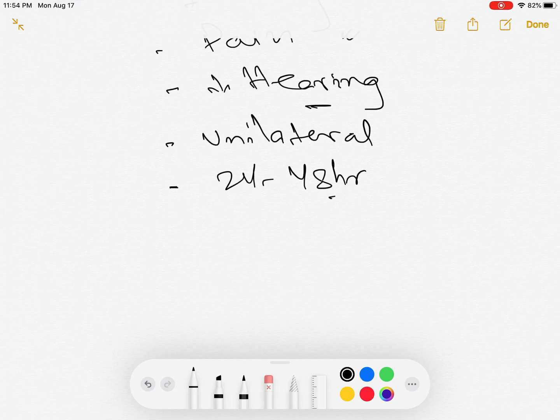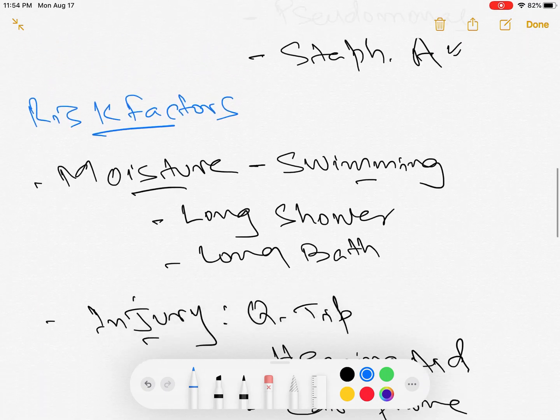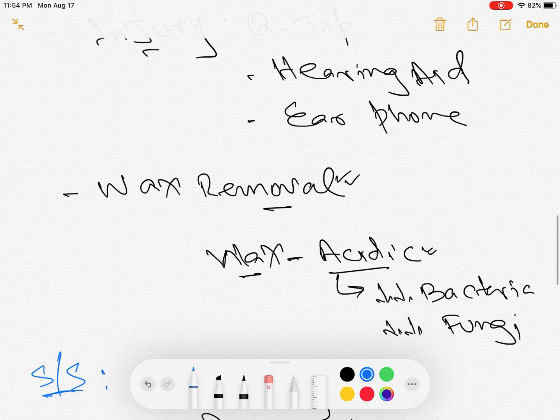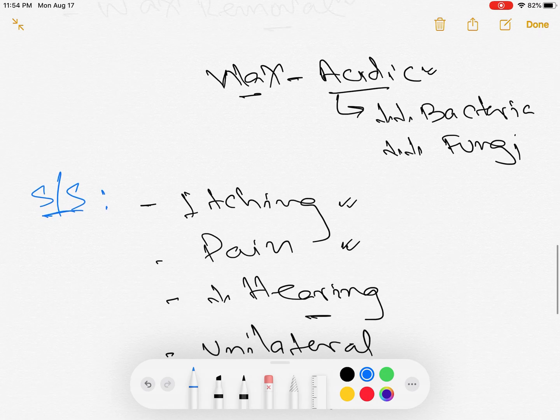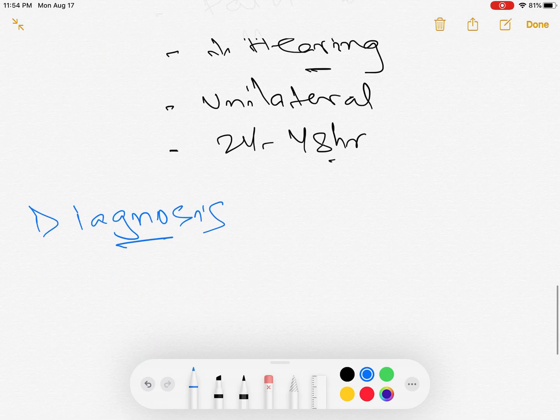Okay, how will you diagnose them? To make a diagnosis, it is based on history, physical exam, and risk factors. If any patient who comes to you has a history of swimming or any history of ear injury, and they have any of these complaints of ear itching, pain, decrease in hearing, and it's unilateral, then that helps you a lot to make a diagnosis.